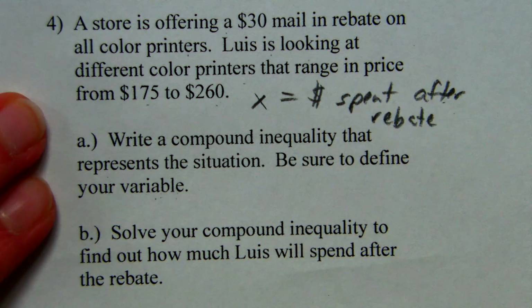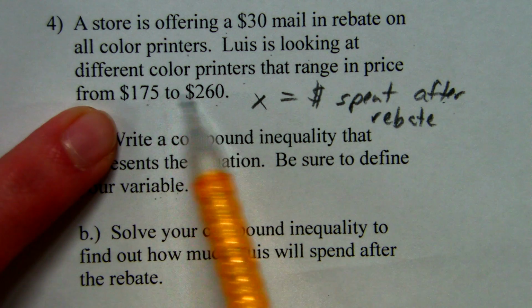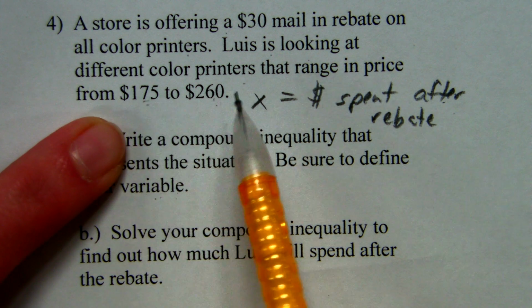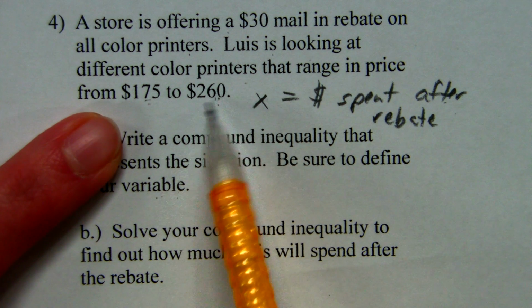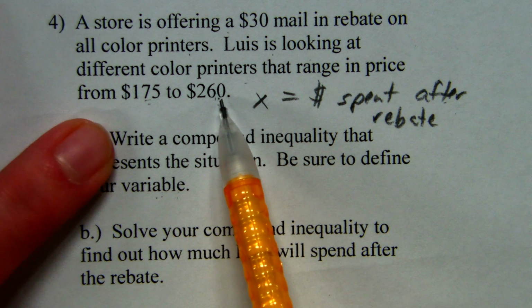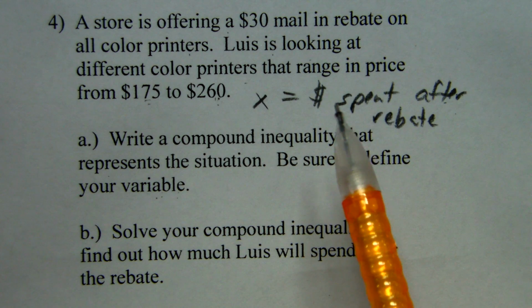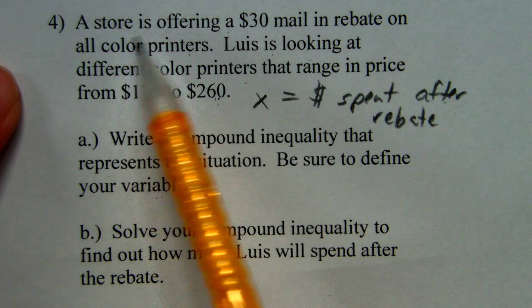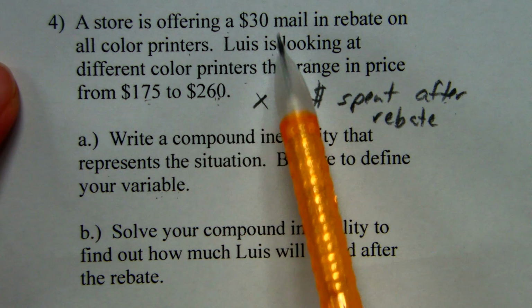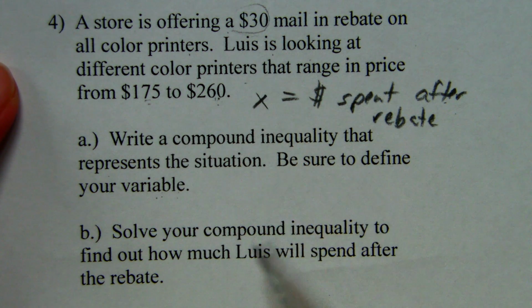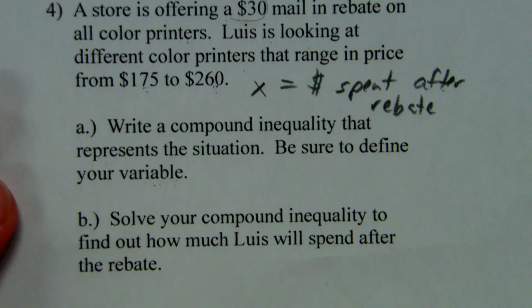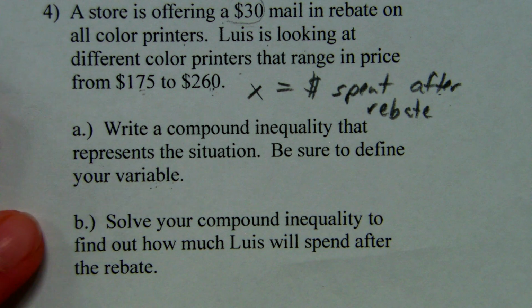So let me explain what a rebate is. You're going to buy these printers somewhere between $175 and $260, and usually there'll be a piece of paper. It might be part of the box, there might be a little slip in the box. It might be on your receipt if it's a store rebate. And what you'll do is you'll mail that in with your name and your address, and they will send you $30 back. So it's kind of like you're not paying the full price, but you have to wait a couple weeks to get that money back. It's a good deal. So when we're writing our inequality, we want to really think about that mail-in rebate.